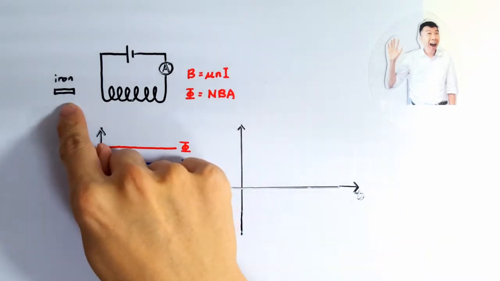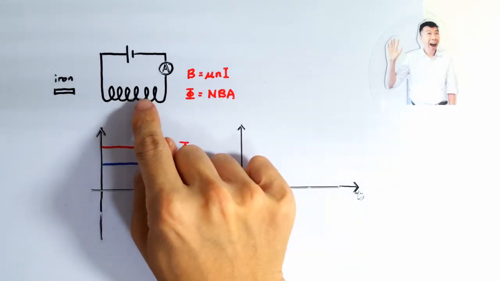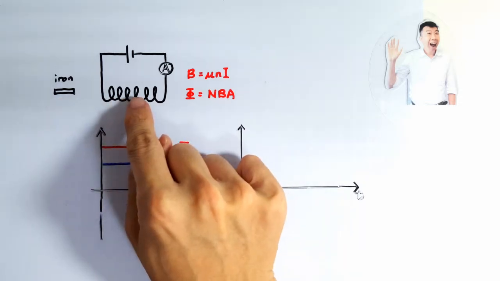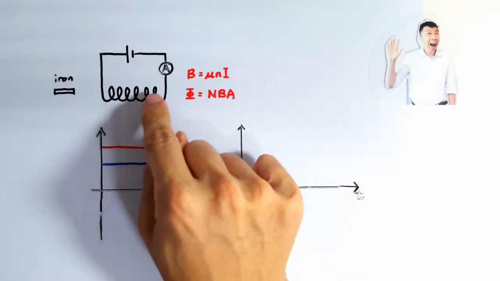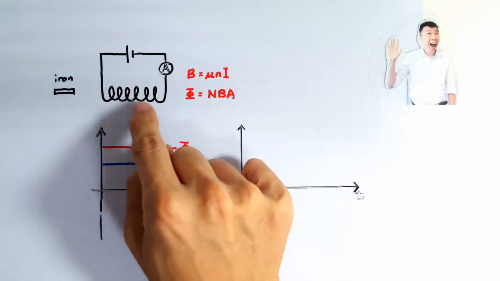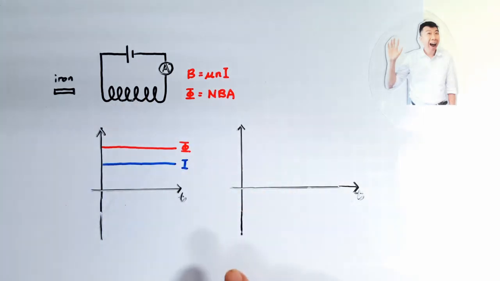The magnetic permeability of iron is much higher than the magnetic permeability of air. So when the iron is in the coil, the permeability of the medium in the coil will be much higher, and this will give a boost to the magnetic flux density within the coil. So this is the first way to explain.